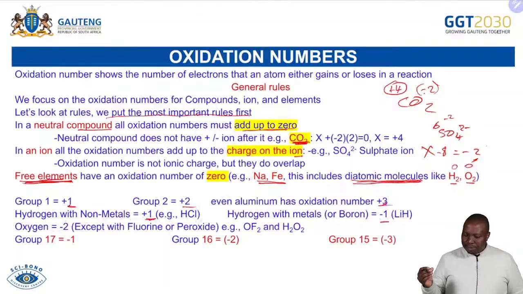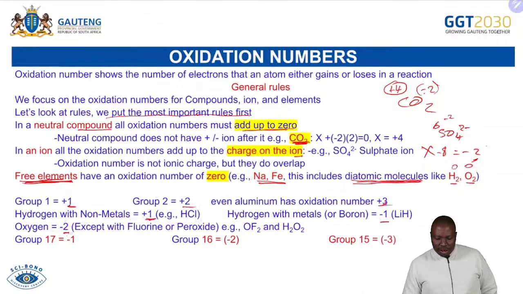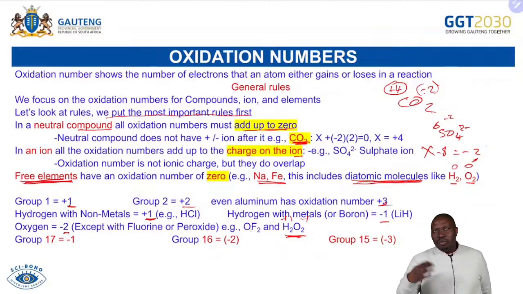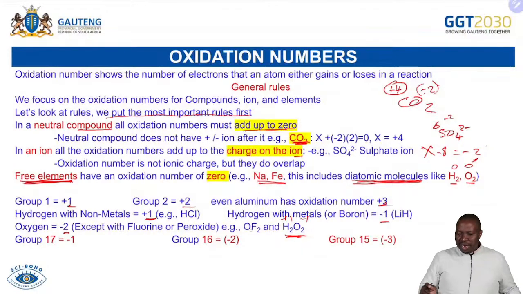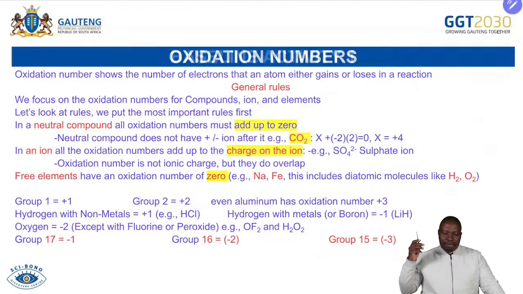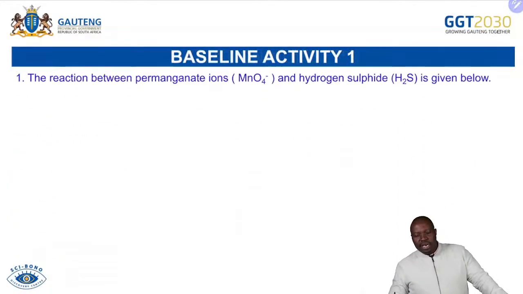Those are small exceptions. For example, oxygen is -2, but not always, depending on which molecule the oxygen is dealing with. For example, in H2O2, remember hydrogen is +1 times 2, then oxygen will take a -1. So it's only those few exceptions that we don't really ask you about. The main thing that you got to know: group 17 is -1, group 16 is -2, group 15 is -3.